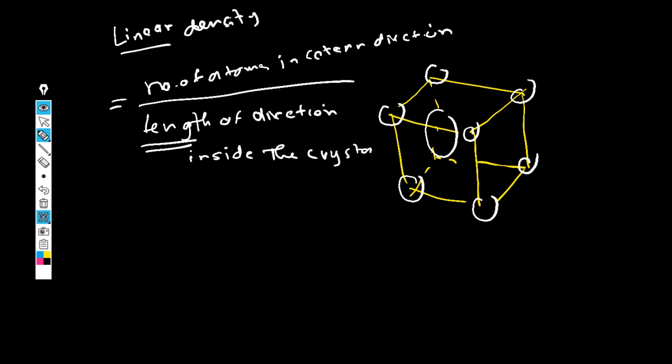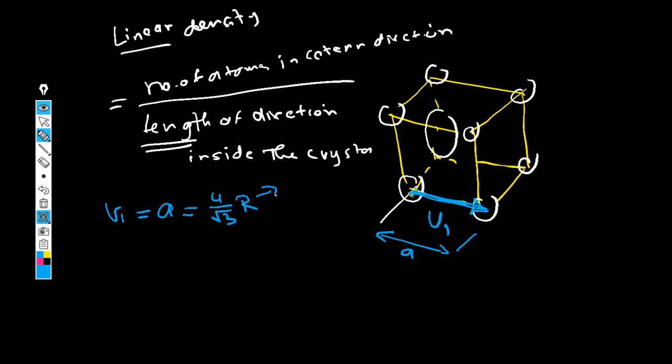I think most of you know this one. This is a direction, let's say V1. The length of direction V1, if this is a, the unit cell length, and this is a body-centered cubic structure, we know a is equal to 4 over root 3 times R. If you know the radius of the atoms, you can find a. Is that clear, Shabab? So I need to find the linear density in this direction, V1.